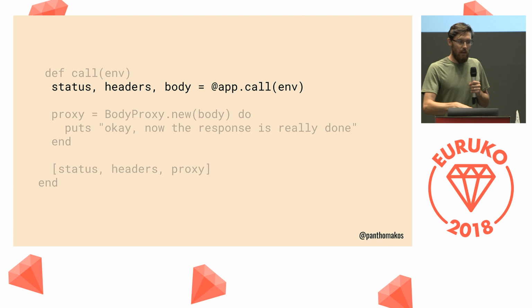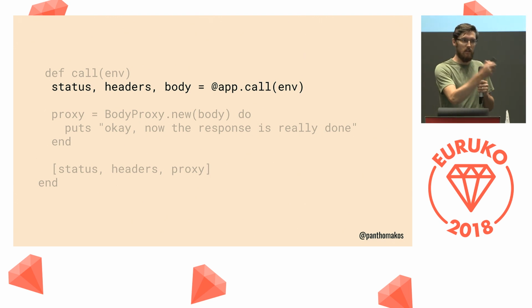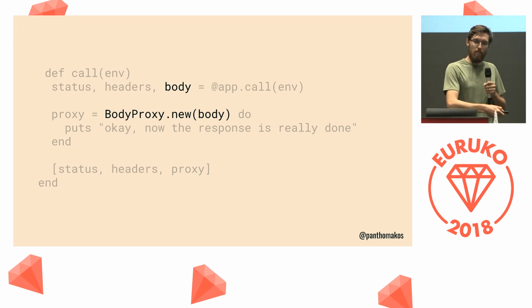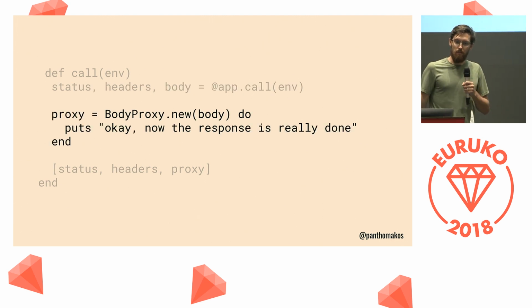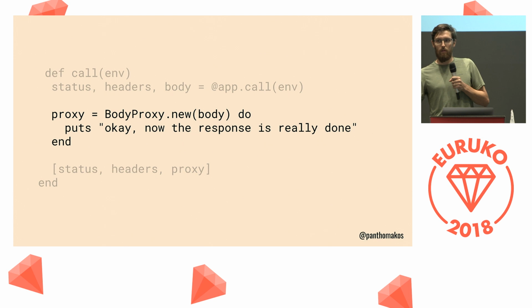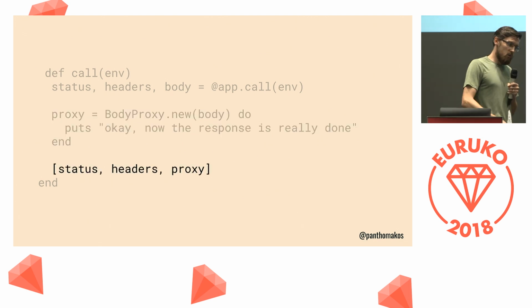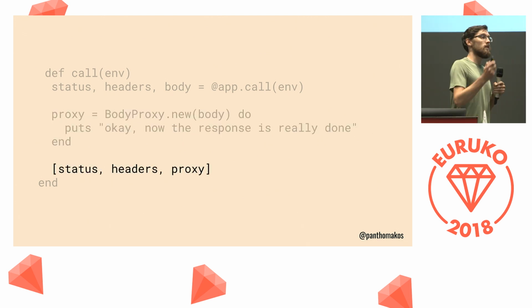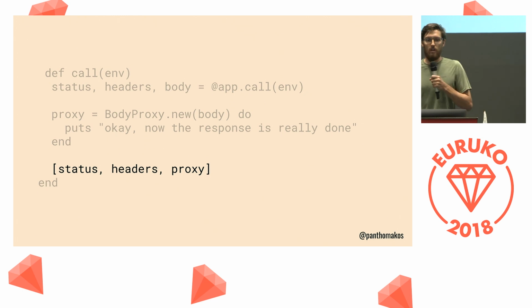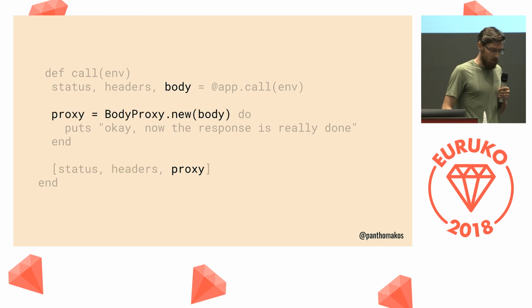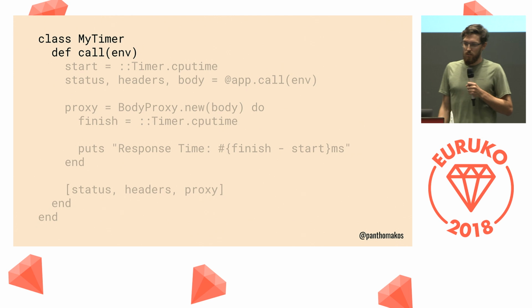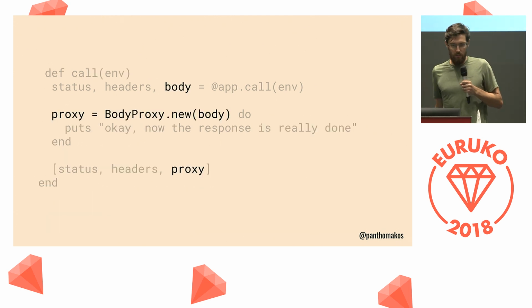Instead of just getting a response from the next piece of middleware, I would actually destructure the response into the status, headers, and body. I would wrap that body in a body proxy that had that code that says, okay, now the request is really done. And then I'd return the status, the original headers, and the new proxied body. So my body gets wrapped along the way, and when the proxy actually gets closed, my code runs.